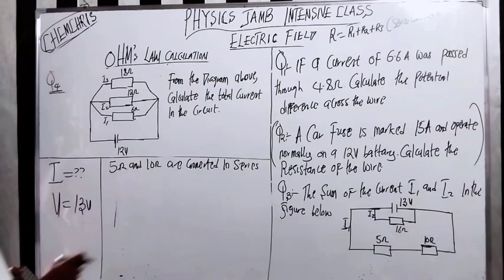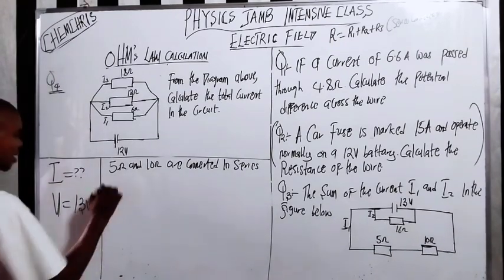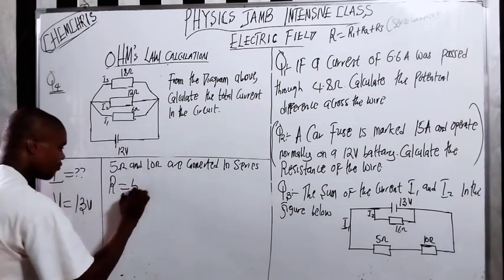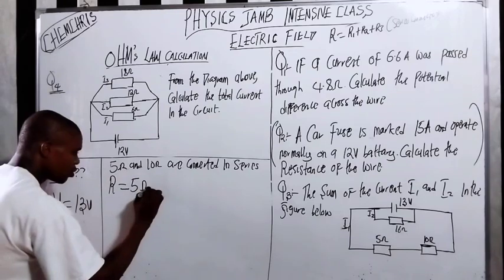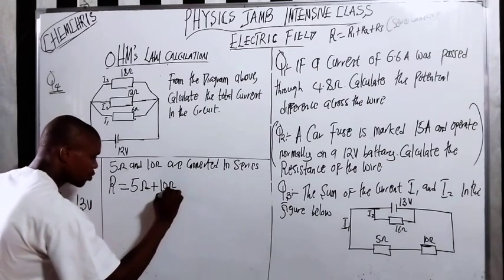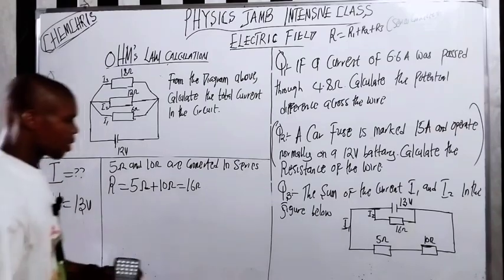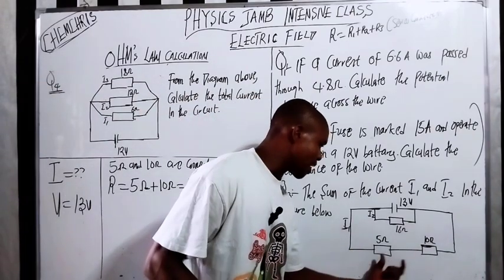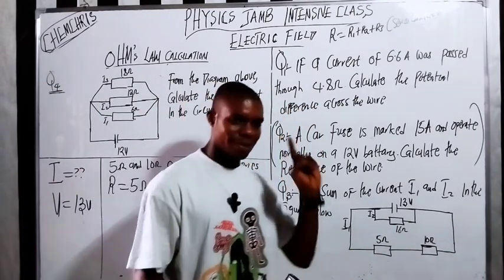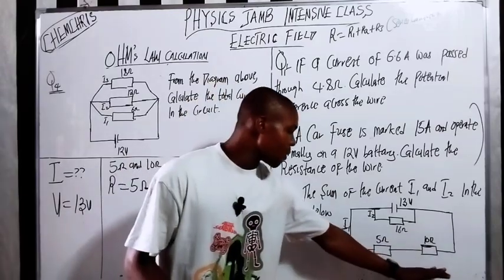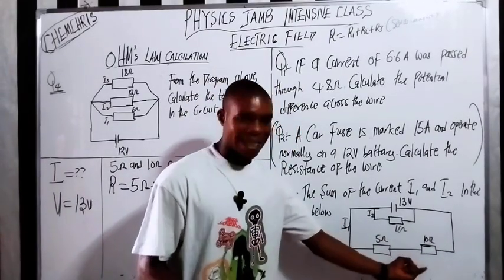my equivalent resistance R here equals 5 ohms plus 10 ohms. You give me 15 ohms. So when I connect these two things here, I will now get one resistor which is going to be 15 ohms. Now that one will make me redraw this circuit again.